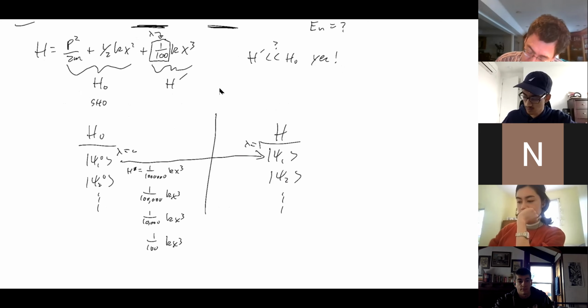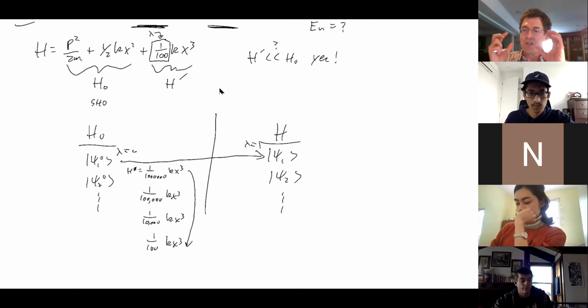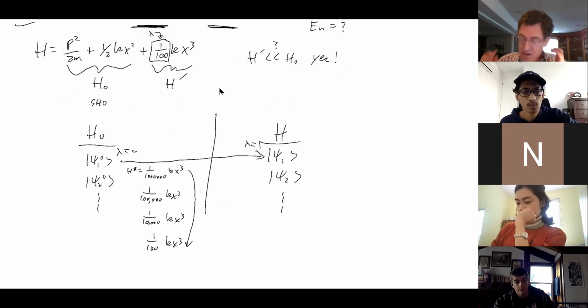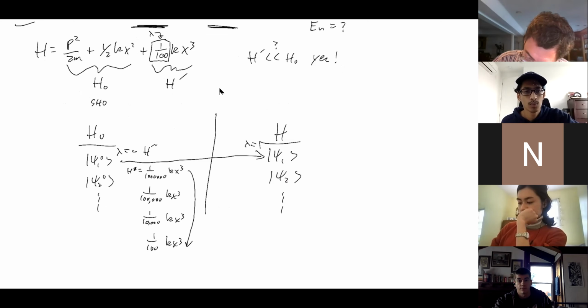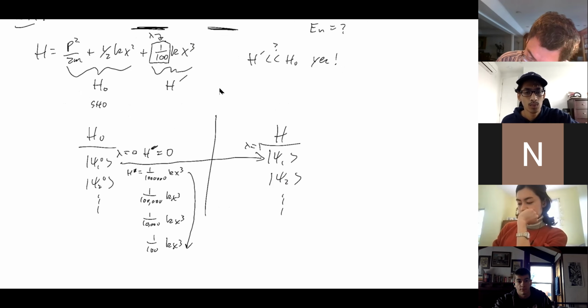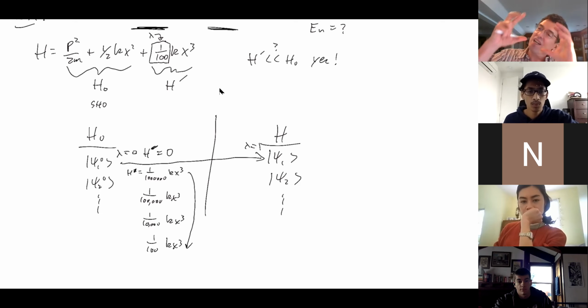Then if I take it all the way to 1/100th kx cubed, there should be a smooth transition. Do you see? It's like a mathematical statement. I'm saying if I find the eigenstates for H prime equals 0, and then for H prime equals 1/1,000,000th, then 1/100,000th, 1/10,000th, 1/100th, the eigenstate there should be a smooth variation from one to the other.